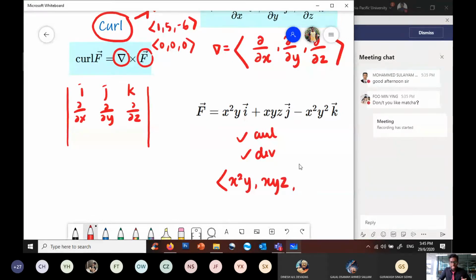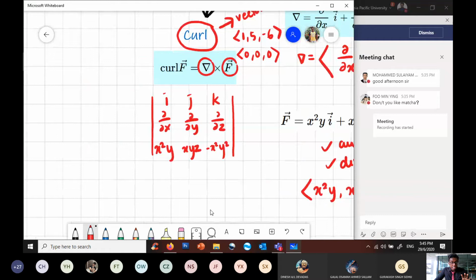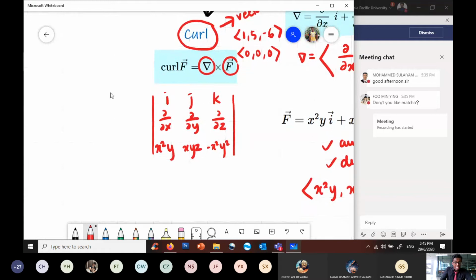It's the same thing, just writing in a different notation. For me, this is easier to see. Alright, so the first component is x square y. The second component is xyz. And the third component is negative x square y square. So the determinant of this matrix here is the cross product between this and this. In other words, this is curl of f.